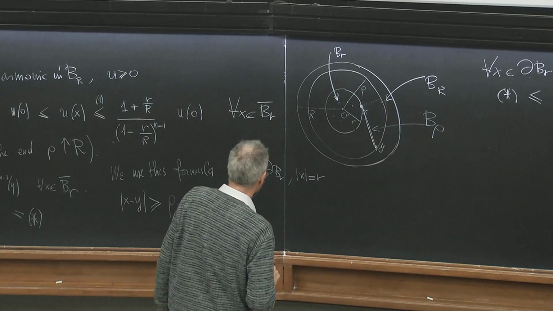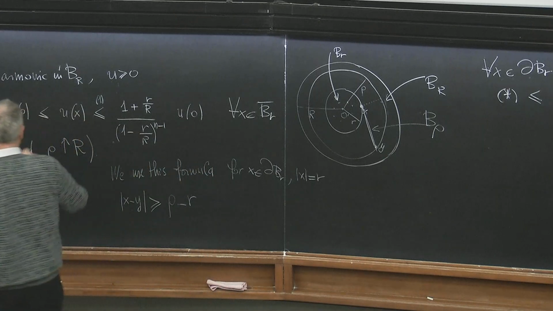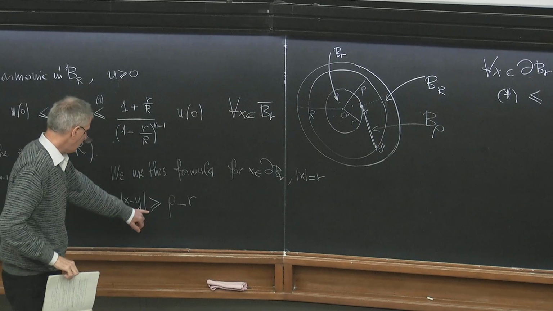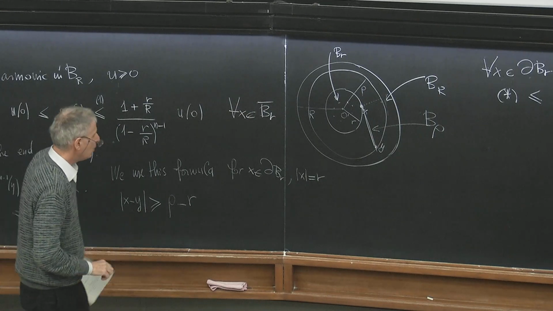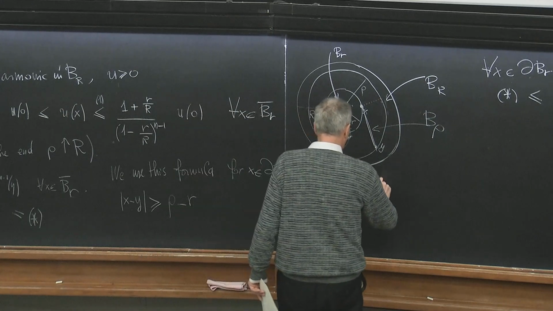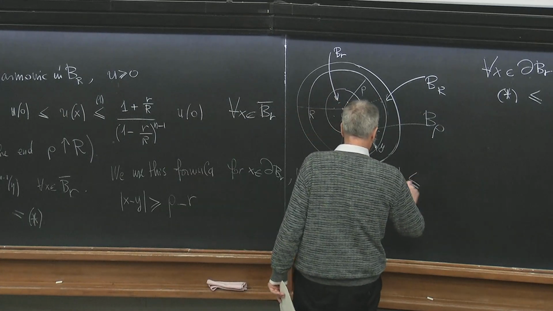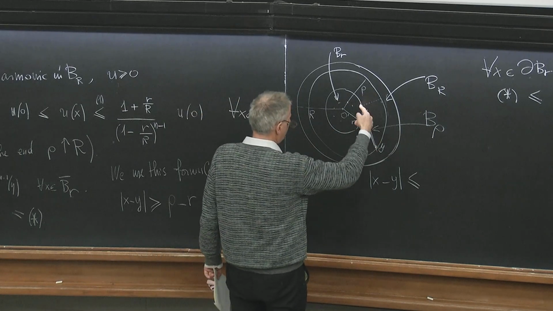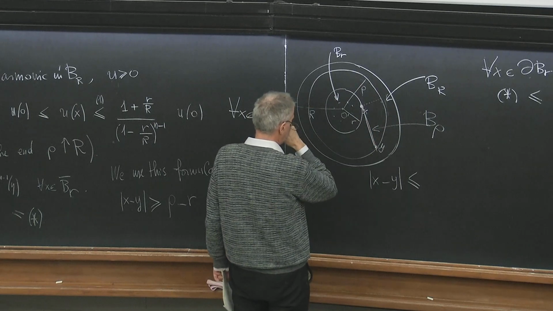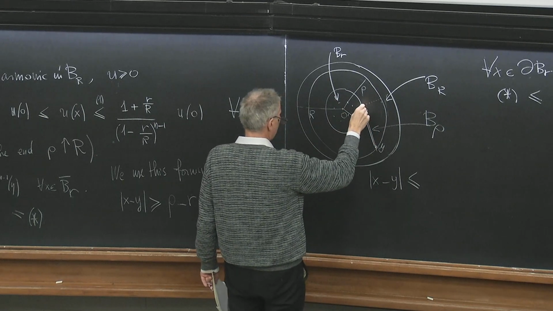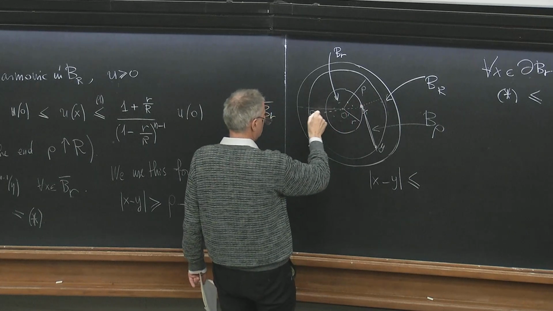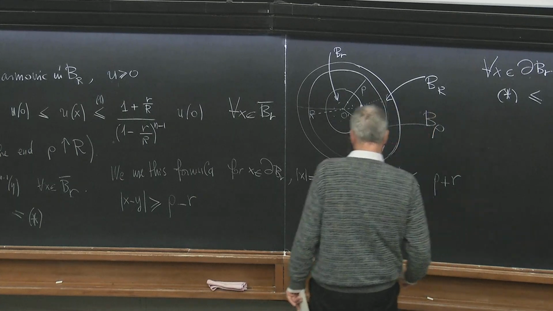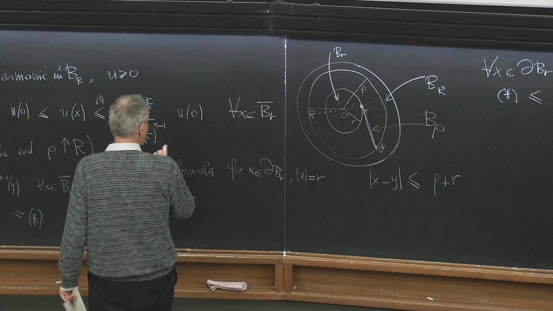Now let's see the opposite, the other inequality here. It's clear that in the proof we should change this and find an estimate from above. So the estimate from above is less than or equal to, in this case, rho plus r.